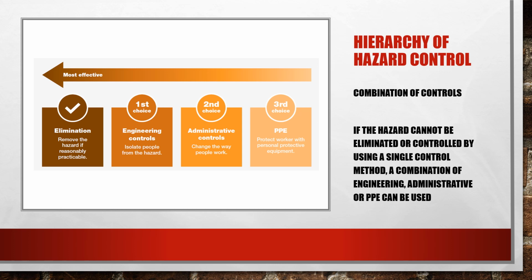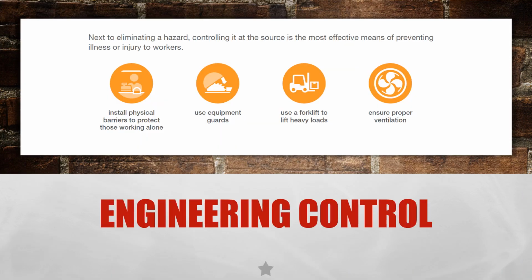The hierarchy of hazard control is a system to reduce the hazard from hurting you, property, or the environment. They must be implemented in the order stated. Let's take a look at each control method in a little more detail. Engineering controls are implemented directly at the source of the hazard. They vary from work site to work site.